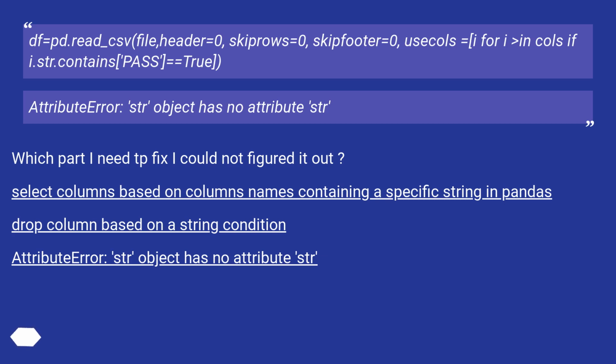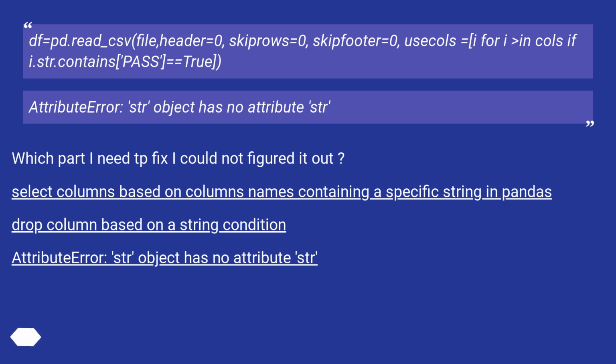df = pd.read_csv(file, header=0, skiprows=0, skipfooter=0, usecols=[i for i in columns if i.str.contains(..., na=True)]). Attribute error: 'str' object has no attribute 'str'. Which part do I need to fix? I could not figure it out.